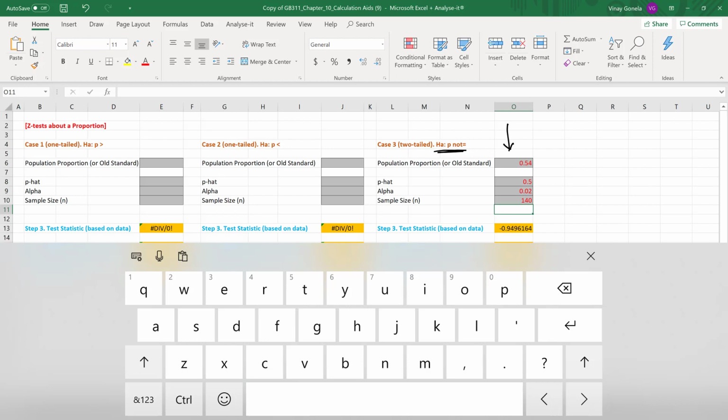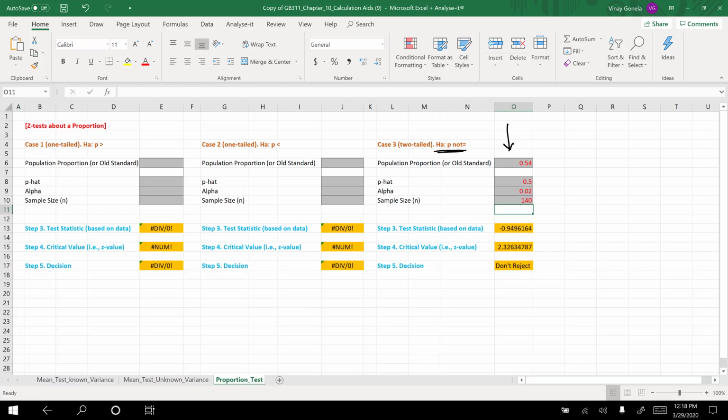So again, our test statistic value is 0.95, 2.32 is our critical value, and don't reject. So that is how we will be solving this problem. This concludes my lecture on the proportions two-tail problem. Thank you.